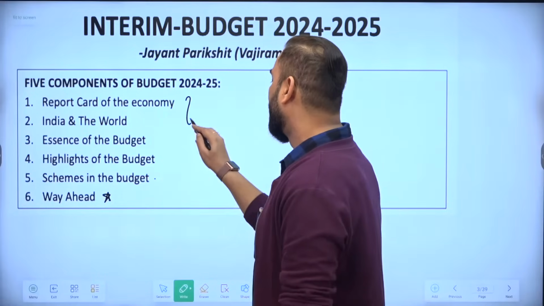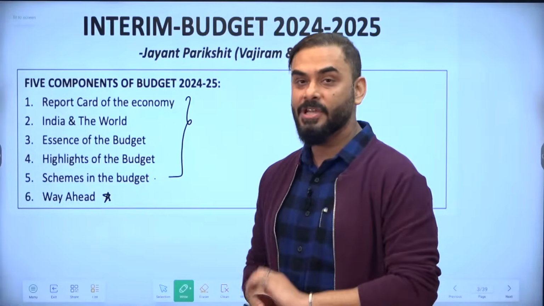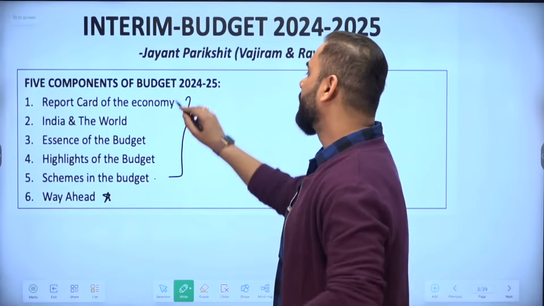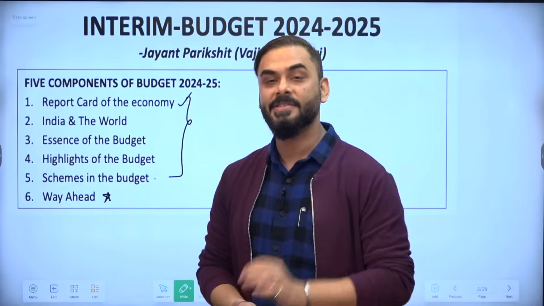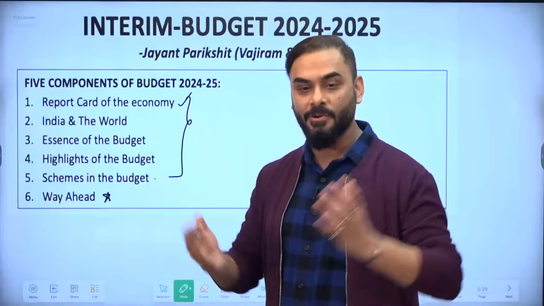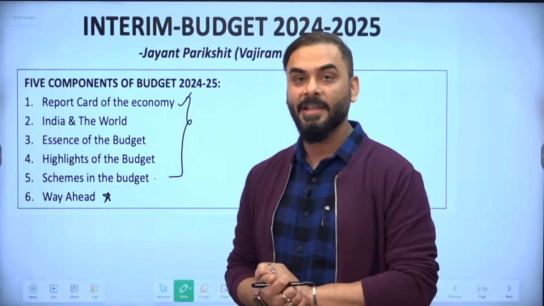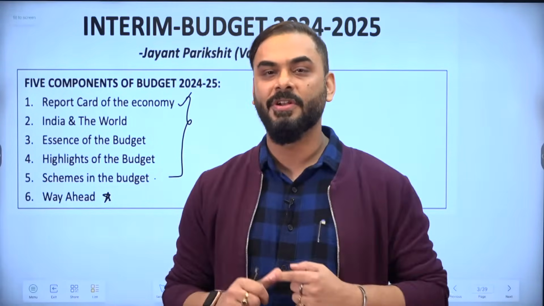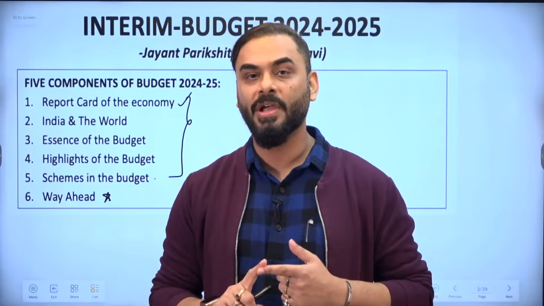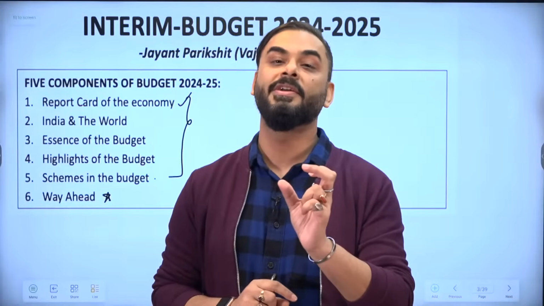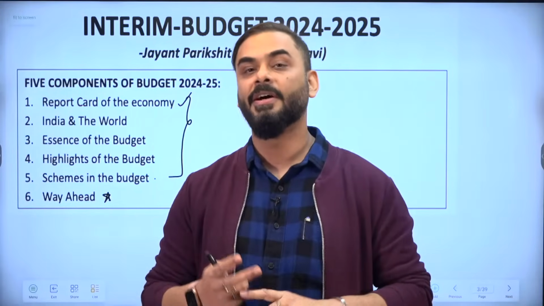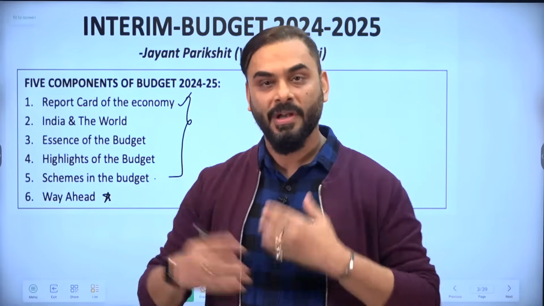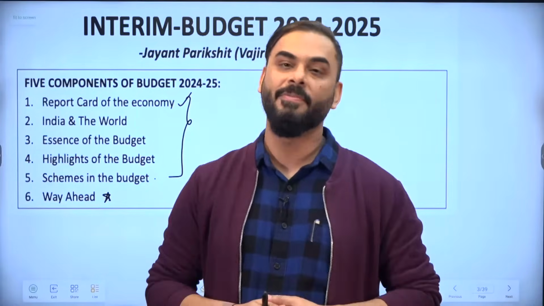So majorly, there are five elements which I could identify in the interim budget this time. The first is the report card of the economy. That's the first part of the interim budget, which I could clearly see, which means that there is something called high frequency indicators. For example, if you look at industrial production, inflation, and how some of the most important industries like coal, energy, petroleum are performing, this gives you an idea about the whole performance of the economy.